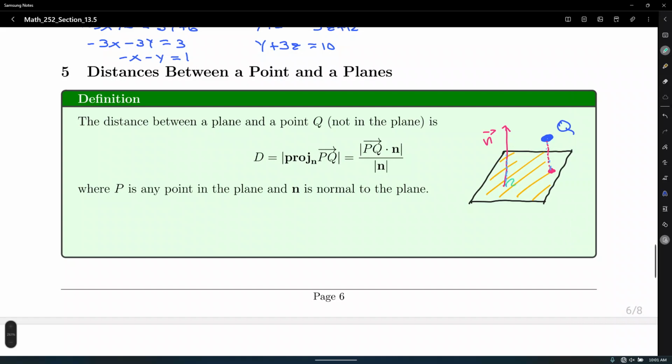We need a vector that goes from this point P that is on the plane to the point Q. Okay? Now, suppose we have the sun in this direction. All right? This sun right here has this vector in green casting this shadow or projection onto the normal vector, right? The magnitude of that projection, do you see? It's going to give us the distance.